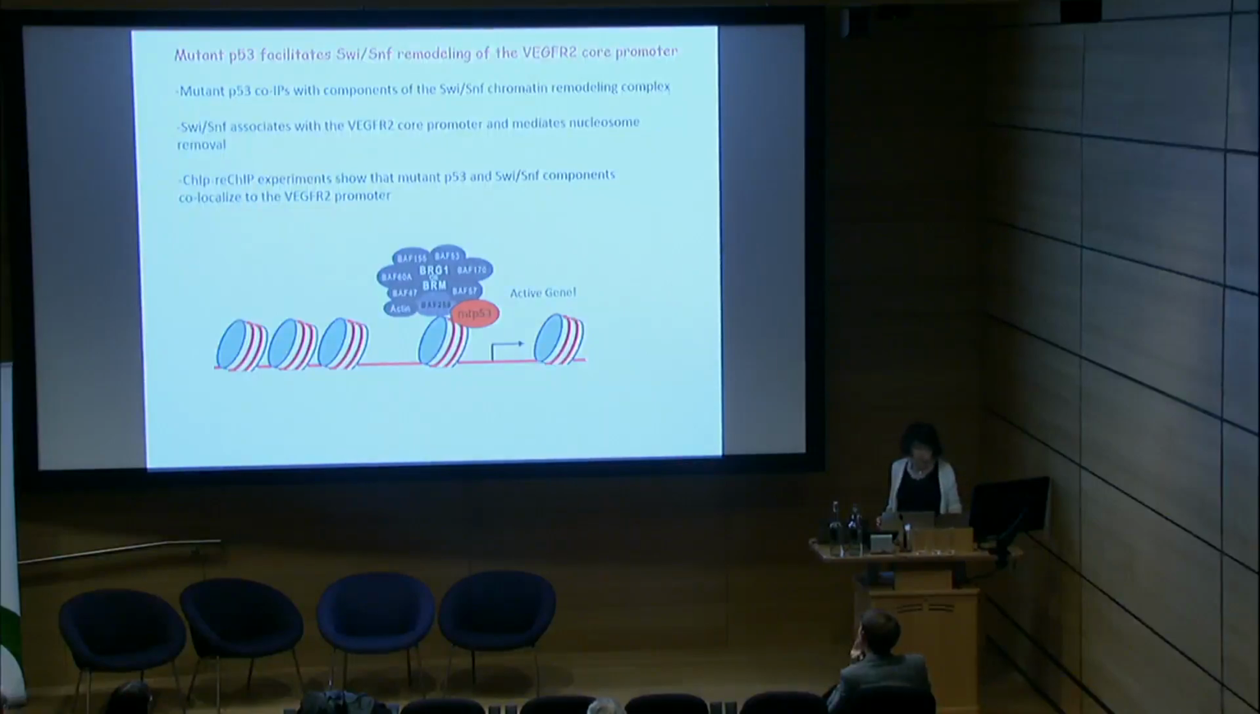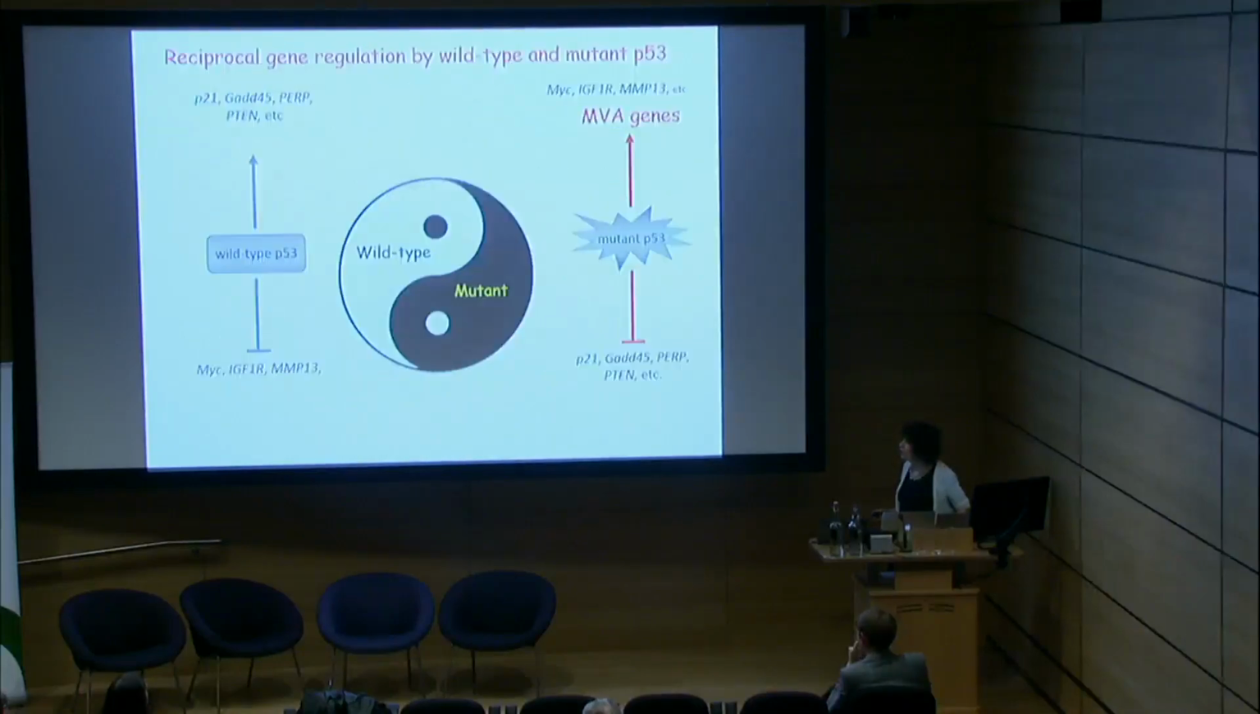And we're hoping to study that more. It kind of explains the difference in distribution of mutant p53 at the promoter. In other words, it's more broadly associated with many promoters, probably because it has a secondary set of interactions with this and possibly other chromatin remodeling complexes.